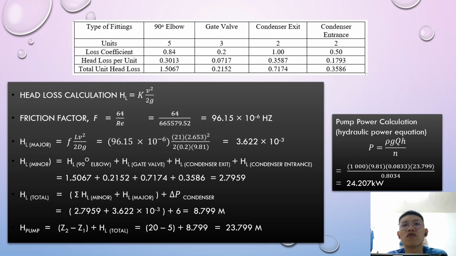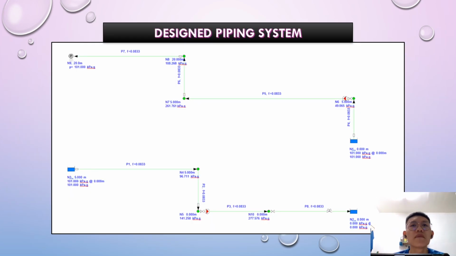Then we have to calculate the pump power. The hydraulic power equation will be P equals rho g Q H over eta. Then we substitute all the values, and we will get 24.207 kilowatt. So this is the design of the pumping system based on the question given.